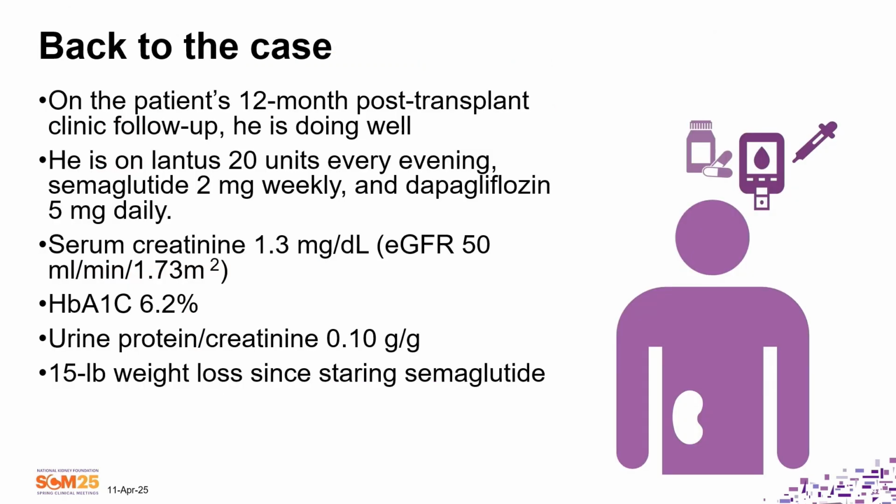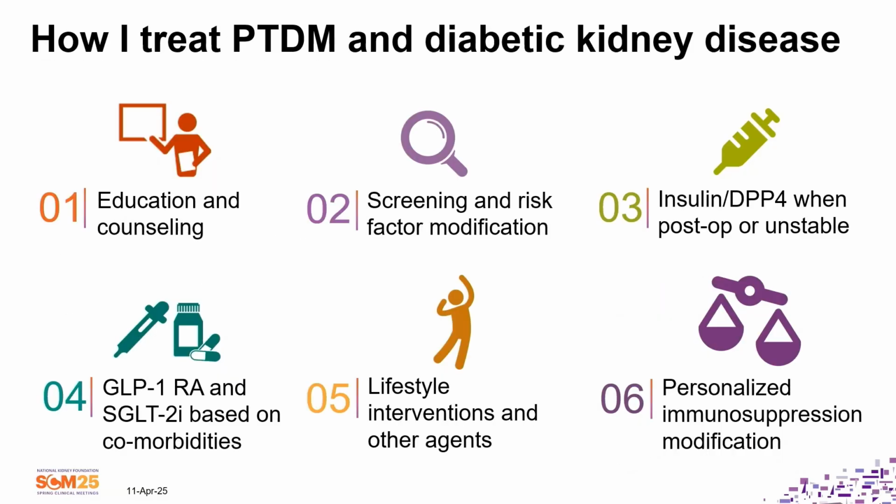All right, so on the patient's 12-month post-transplant clinic, he's doing well. He's on Lantus, semaglutide, dapagliflozin. Serum creatinine is 1.3, his A1C is 6.2, he has no proteinuria, he's lost some weight. Really great. So again, to summarize, it's a perfect patient. I wish everybody was like this.